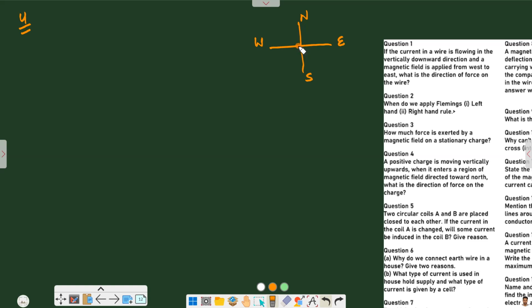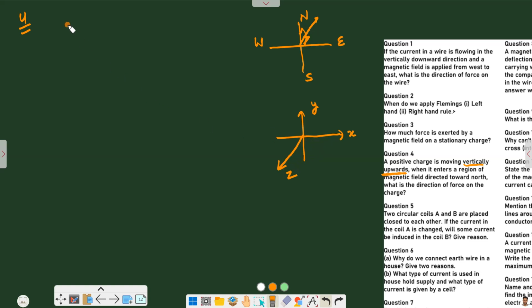And if the charge is moving vertically upward, so it is moving in z direction. It is moving perpendicular to both of these. It is moving like this, perpendicular to all of these. Here angle is 90, here angle is 90. If you draw directions, this is our y direction, this is our x direction, and our perpendicular direction is z direction. So charge is moving in z direction.